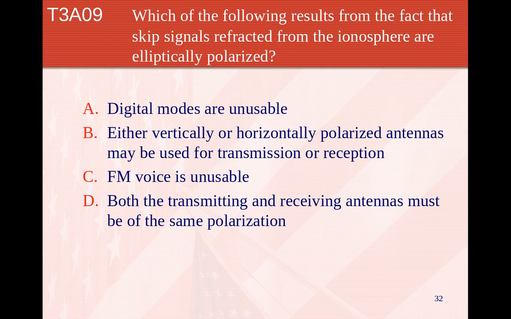Which of the following results from the fact that skip signals refracted from the ionosphere are elliptically polarized? Either vertically or horizontally polarized antennas may be used for transmission or reception.